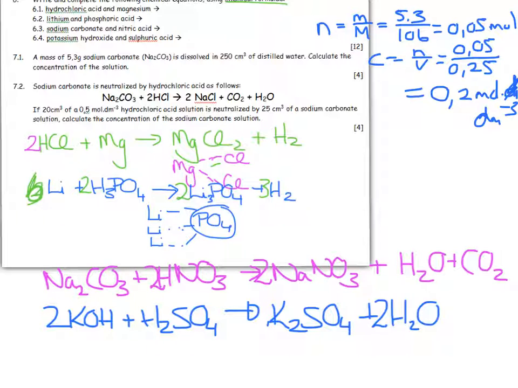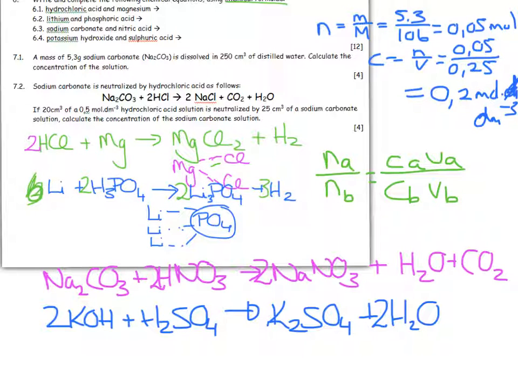Sodium carbonate is neutralized by hydrochloric acid, and we've given the balanced equation, which is quite good news. If 20 centimeters cubed of the acid solution is neutralized by a certain 25 centimeters cubed of sodium carbonate, calculate the concentration of the sodium carbonate solution. This is great. It's 2 liquids. They both have a volume given to you. You can literally use the monkey see, monkey do formula. So it's number of moles of acid over number of moles of base, concentration of acid, volume of acid, concentration of base, volume of base.